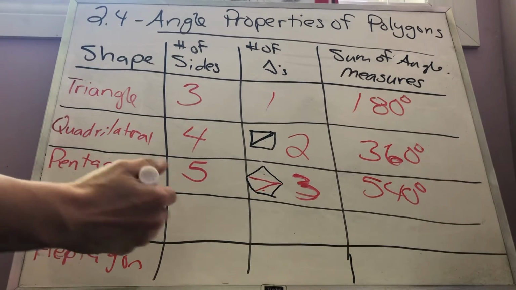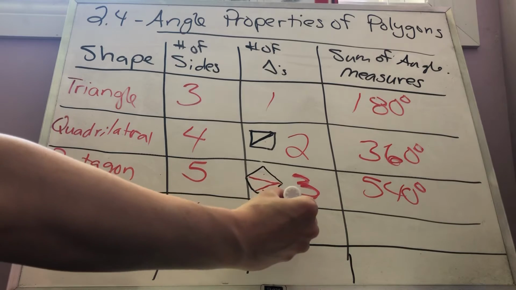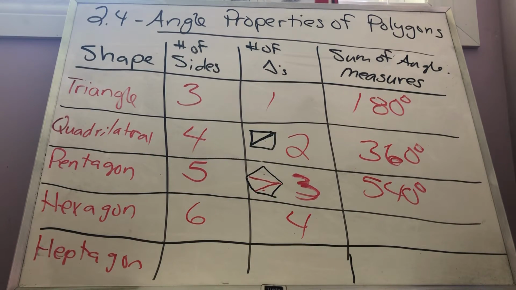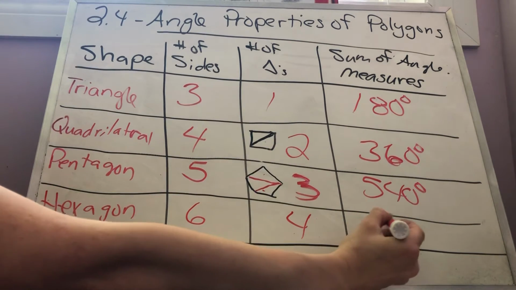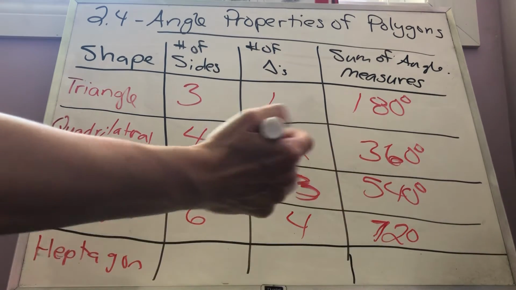So a hexagon, for example, has 6 sides. If we take away 2, we get 4. Multiply that by 180. We get our answer: hexagon is 720. So really you're using the formula without writing the formula down, right?